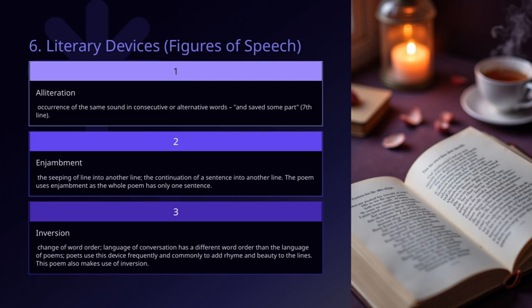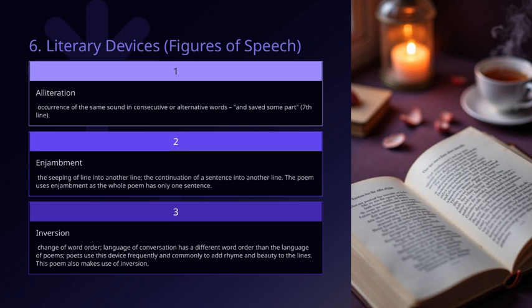Lastly, there's alliteration, the repetition of the same sound in neighboring or nearby words. For instance, in the phrase, "and saved some part," the S sound is repeated, which adds a melodic quality to the poem. Alliteration can enhance mood, emphasize certain ideas, or simply make the poem more pleasurable to read aloud. So these devices, word order inversion, enjambment, and alliteration, are powerful tools poets use to craft beauty, rhythm, and emphasis in their work.